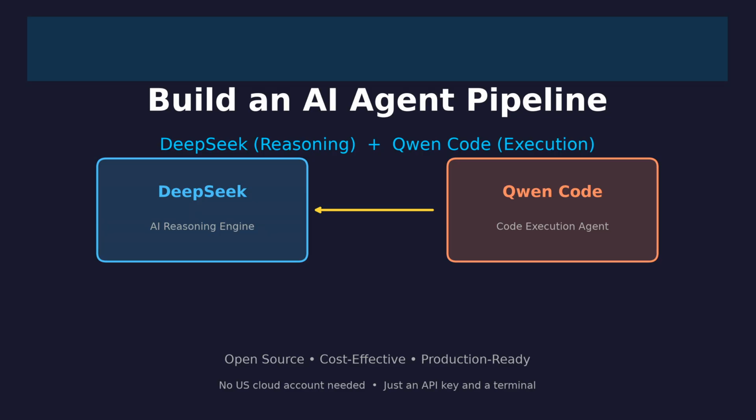Before we start, you'll need Python 3.10 or later, Node.js 20 or later for Qwen Code, and a DeepSeek API key from platform.deepseek.com. Sign-up comes with $5 of free credit. Basic terminal skills are all you need.